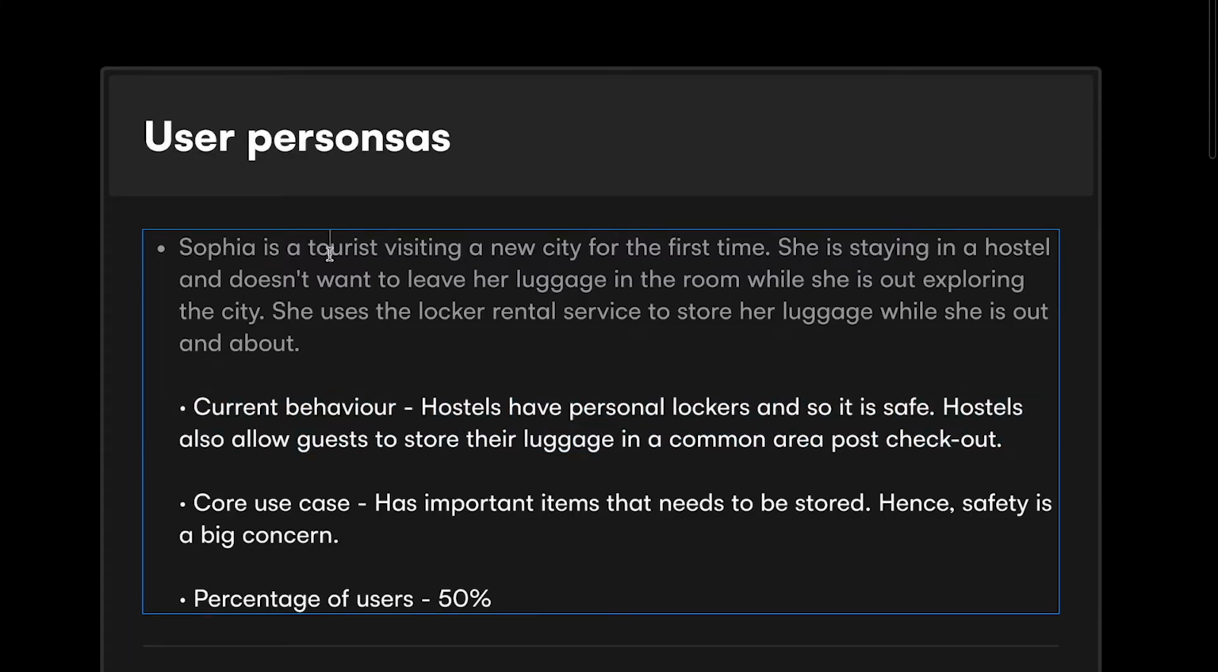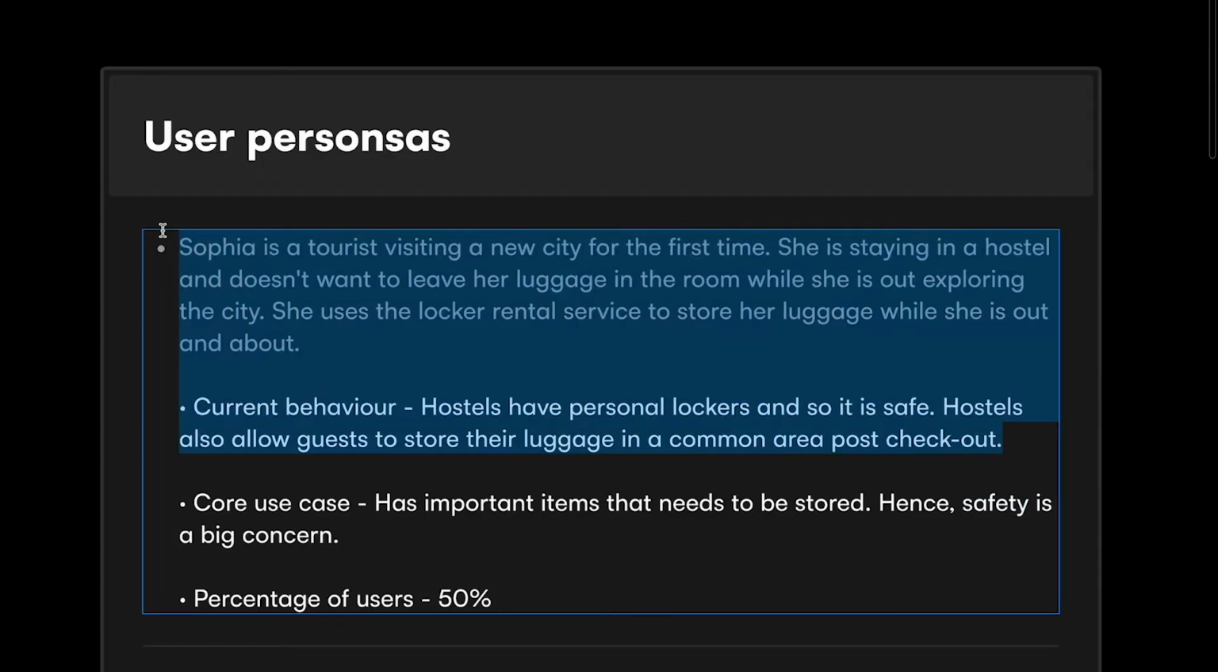But then Sophia could still use it for a core use case, right? And the core use case here has important items that need to be stored. Hence, safety is a big concern, right? Let's say you're carrying a lot of jewelry, your documents, some important items like your laptops and stuff, right? And if you believe the hostel is not a safe place, you can definitely keep it in the lockers. So the core use case or reason is safety, right? Safety is the main factor over here, even though there are ways to currently store it.